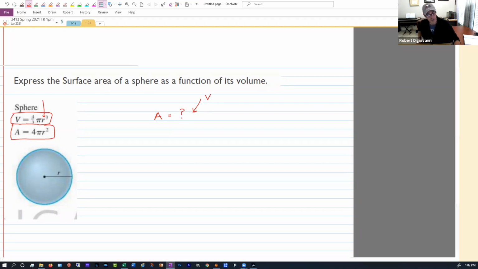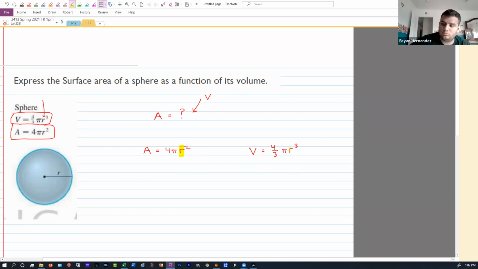So the way we're going to do this is we're going to write down the area formula. The surface area of the sphere is 4 pi r squared. And over to the side, I'm going to write the formula for the volume, which is 4/3 pi r cubed. Okay, so those are the 2 formulas we know coming in. I need to somehow get rid of this r and replace it with something that has volume in it. So I'm going to go to the other equation that has r and volume connected together, and I'm going to solve for r. So I'm going to try and get r by itself over here.